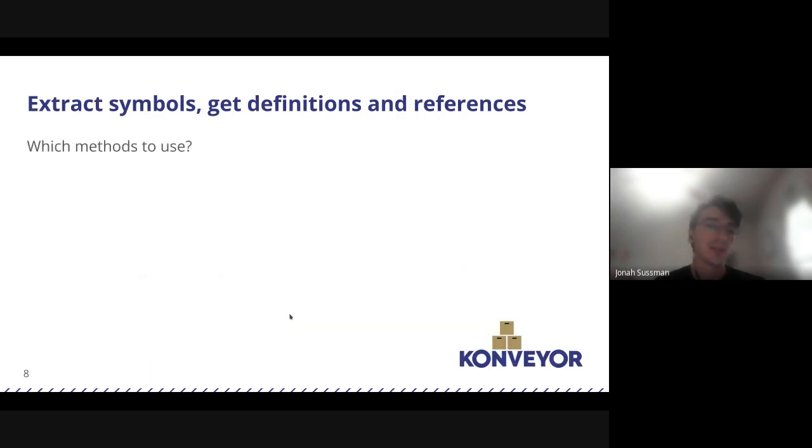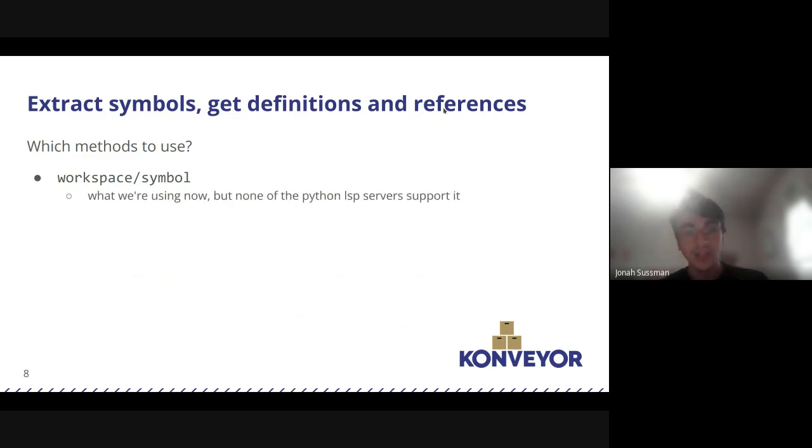So next, regarding analysis, one of the core functionalities of these rules, if you've looked in the analyzer-lsp repo, is this thing called referenced. So we have like golang.reference, java.reference, and just this dot reference thing. So in order to do that, we want to extract symbols, get definitions and all references. And so there are a couple different methods that we can use. One is workspace symbol. It's what we're using now in the current generic provider, but unfortunately none of the Python LSP servers support it because it's fairly new. And it would be great if they did, but they don't. So, such is life.